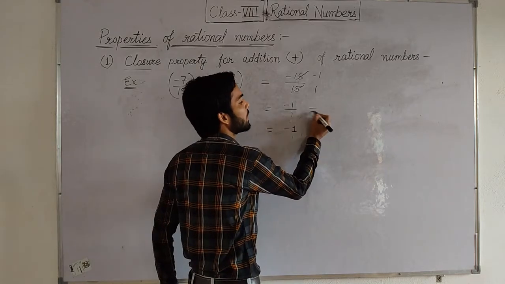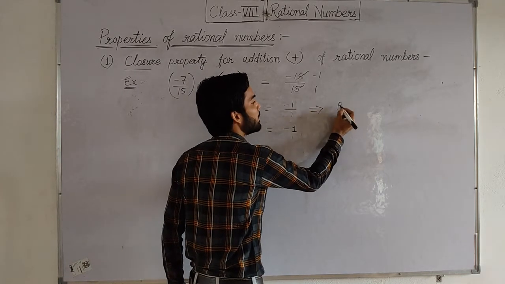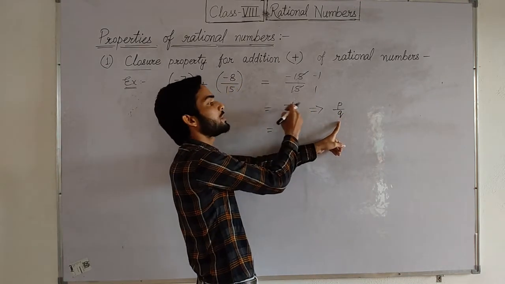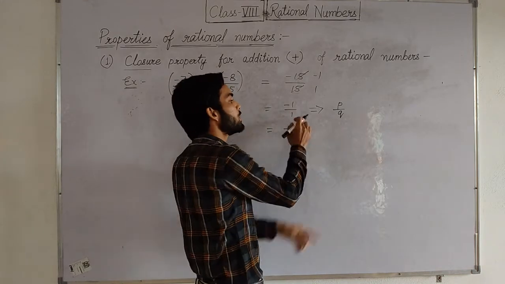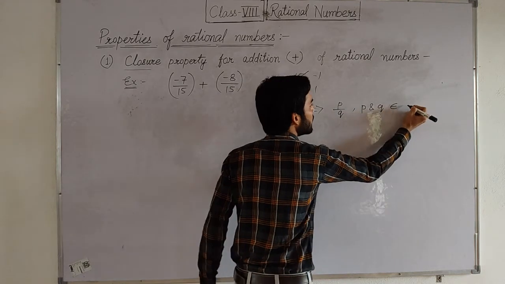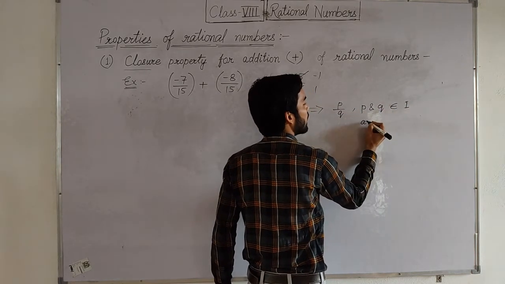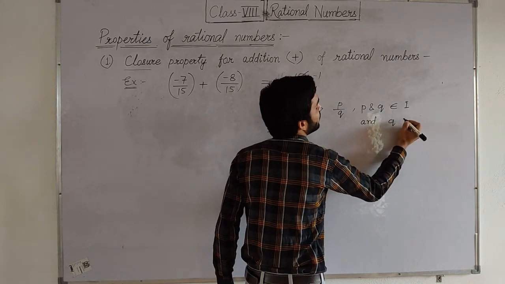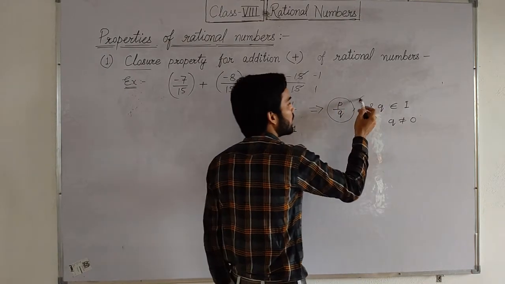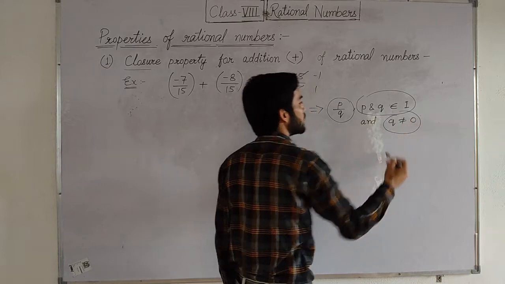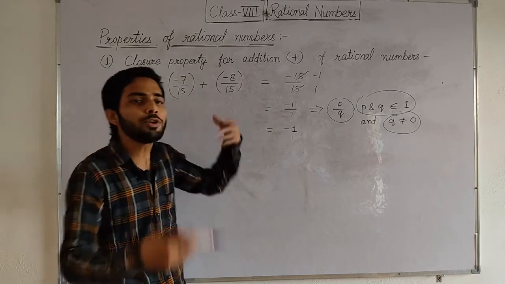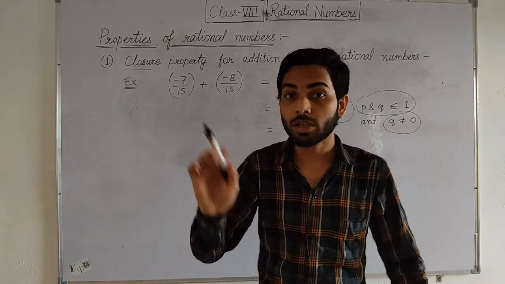It is in the form of p by q, where p and q are integers. As we can see, minus 1 and 1 are integers, and also q is not equal to 0. So all three conditions, the first condition, the second condition and the third condition, are fulfilled here. So we can say that on adding any two rational numbers, we always get a rational number.